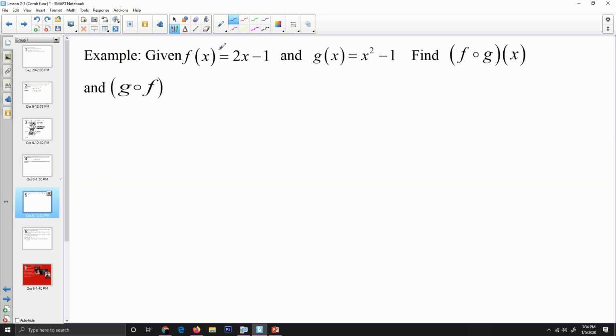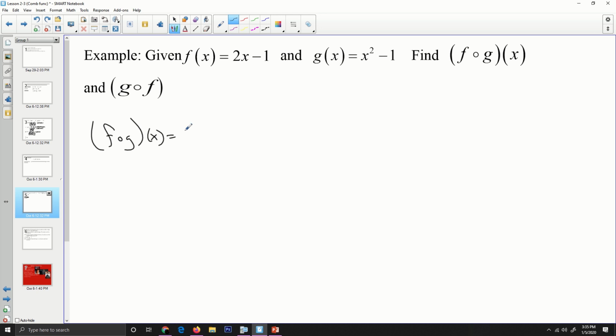So if I'm given again f of x is 2x minus 1, and g of x is x squared minus 1, we're going to compose f with g of x and g with f of x. Now, in multiplication of real numbers, the order of multiplication is not important. That's because multiplication is commutative. I can go 2 times 3 and get 6, and I can go 3 times 2 and get 6. With composition, we're going to see that composition is not commutative, and so order is going to be important when you're composing functions.